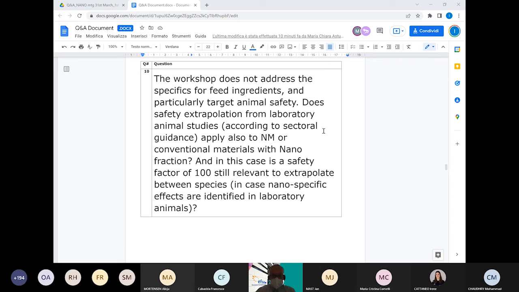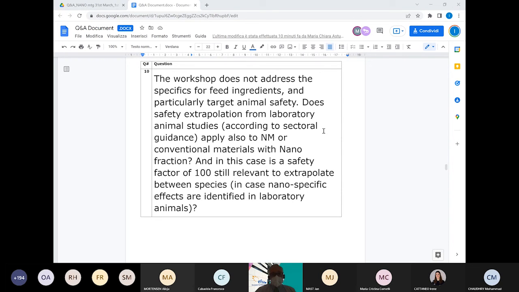In the appendix, we put specific indications also for the assessment of the target animals. So the extrapolation from the laboratory animals to the animals for which the feed additive is intended to be used, basically the same principles apply, but then you need to consider that this is an assessment for the animal, not the assessment for humans.